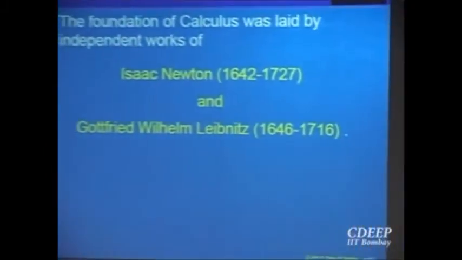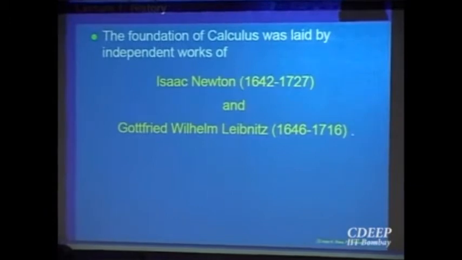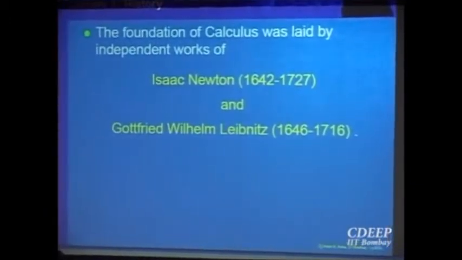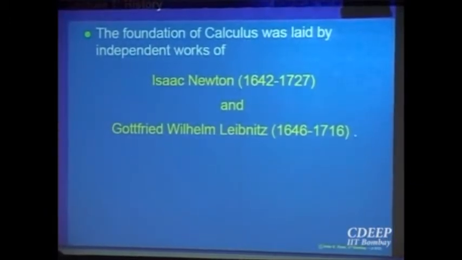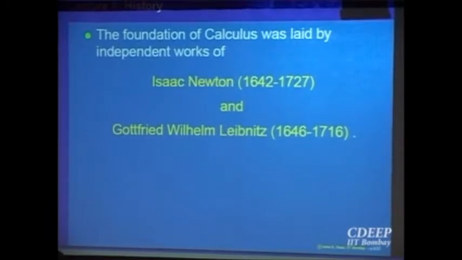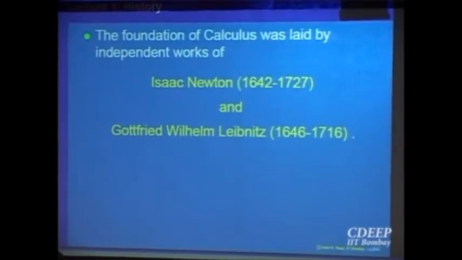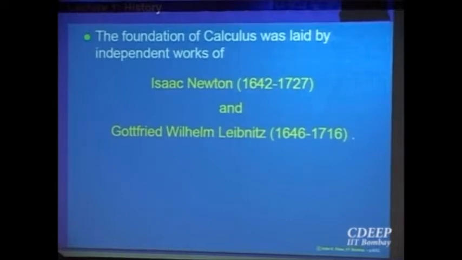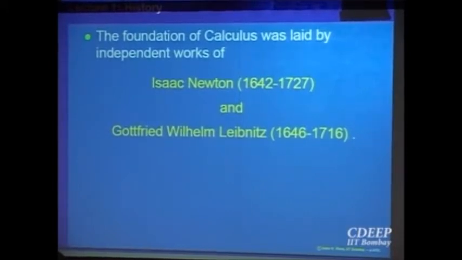I think by now all of you know that calculus, the foundations, was laid independently by two people. One is, of course, Sir Isaac Newton, and the other is Leibniz. I shouldn't call them both mathematicians. Newton was trained to be a scientist by his education. He was trained to be a scientist, a physicist and a mathematician.